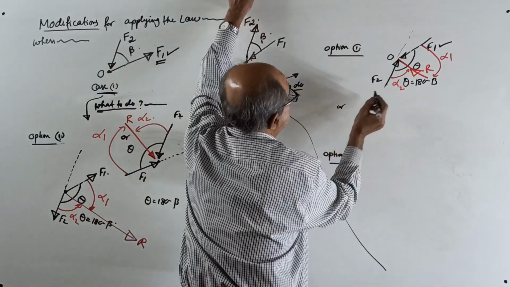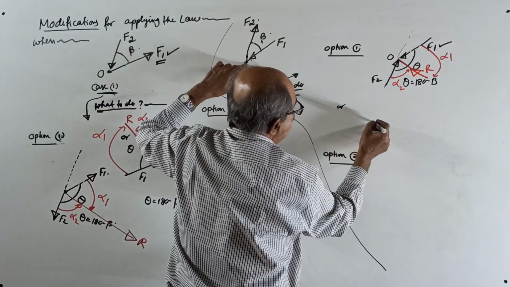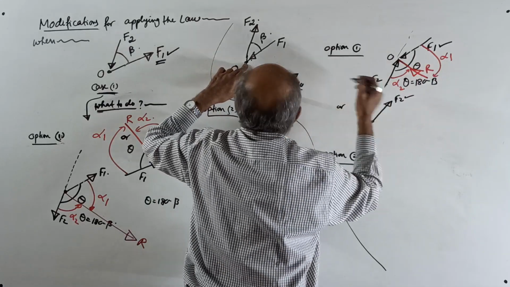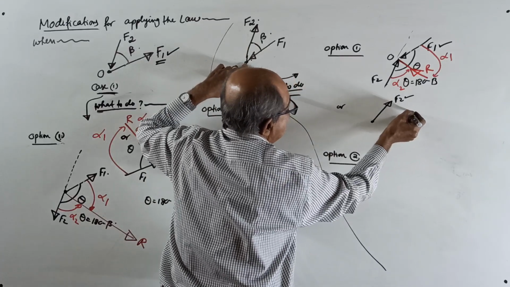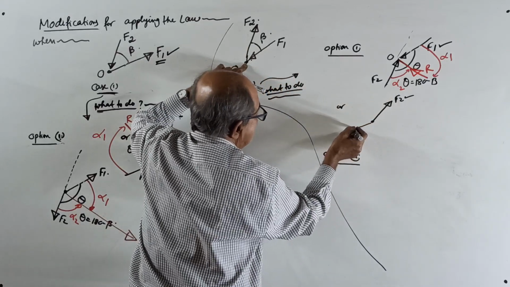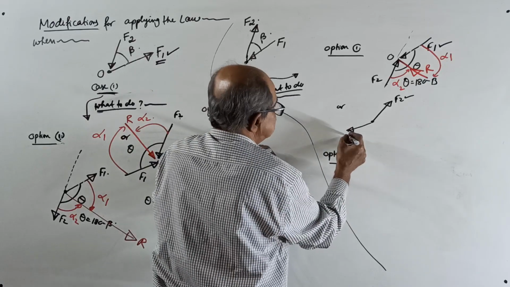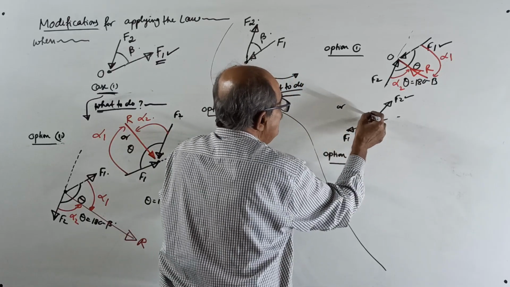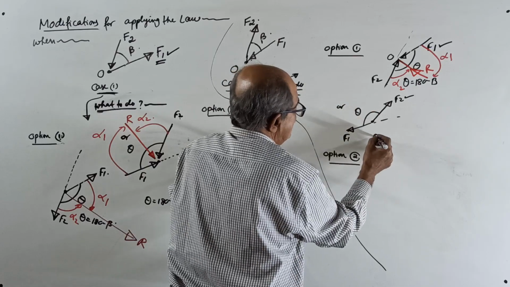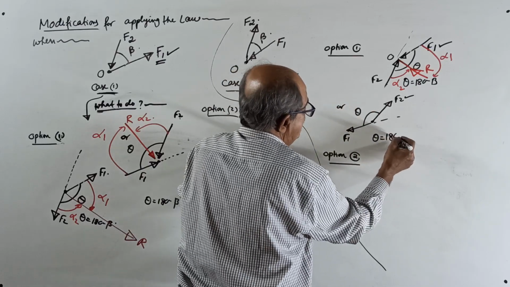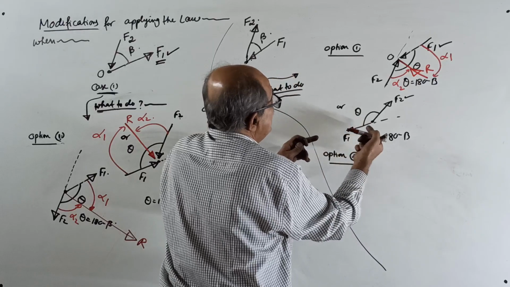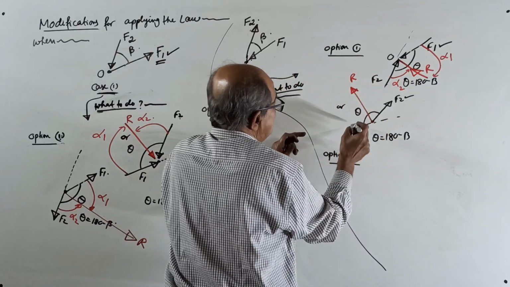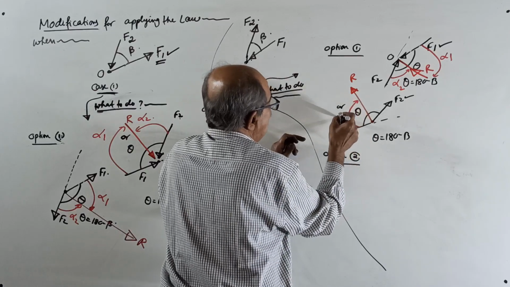Or, one more option. Maintain F2 the same way. F1 is acting this way. Shift it here, F1 here, in the same line. This is your given beta. Now, this will be your theta. So once again, your theta equals 180 minus beta. Now, the resultant, you should mark this way. One more sketch you have to write. This is the angle alpha 1.